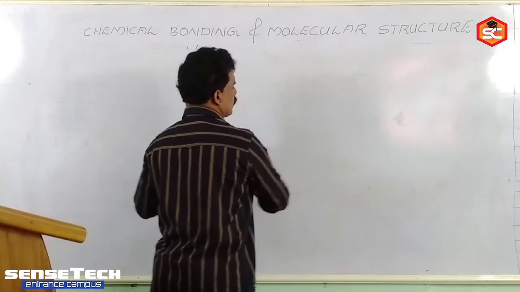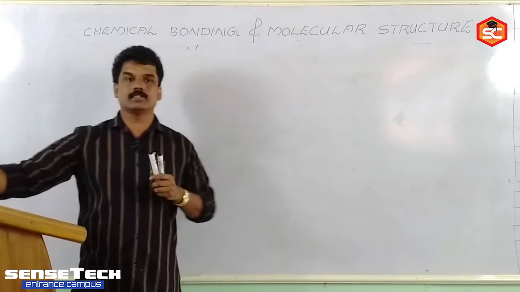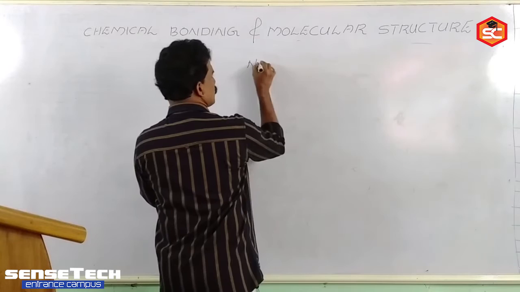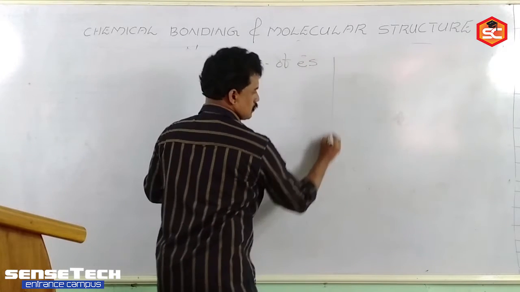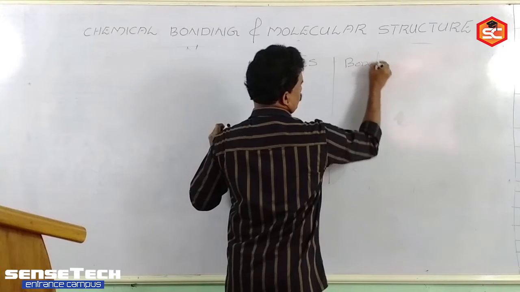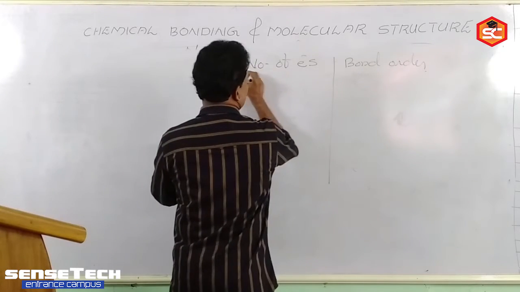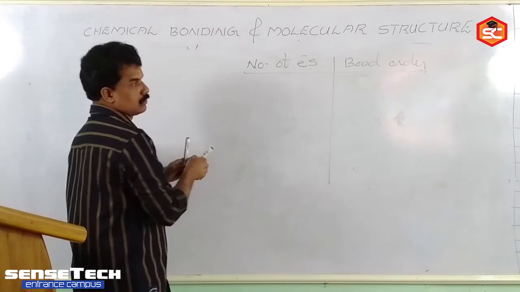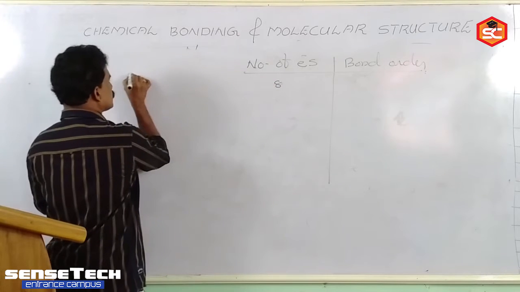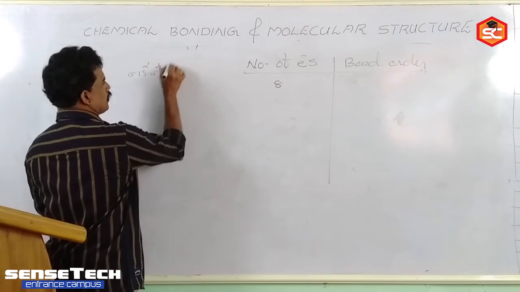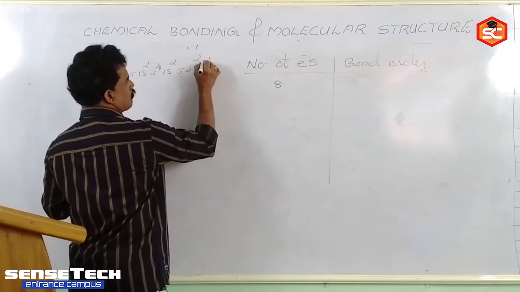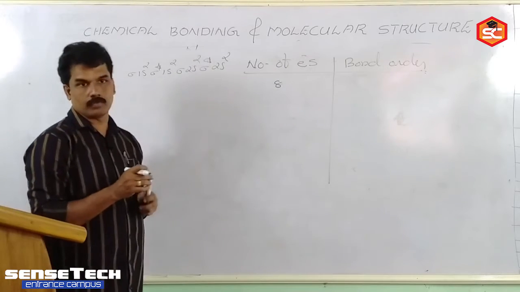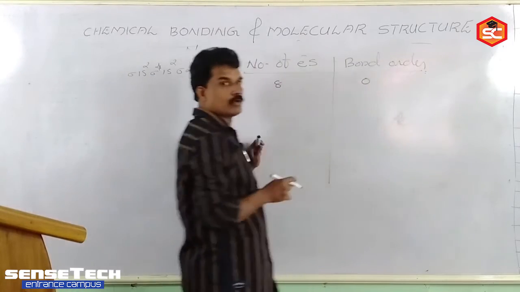Then as bond order increases, stability also increases, bond length decreases, and bond dissociation energy increases. Suppose, based on the number of electrons, then bond order. Suppose the number of electrons is 8. When you calculate bond order, sigma 1s2, sigma star 1s2, sigma 2s2, sigma star 2s2, like this you get, so the bond order is 0. Bond order 0 means that the molecule does not exist.